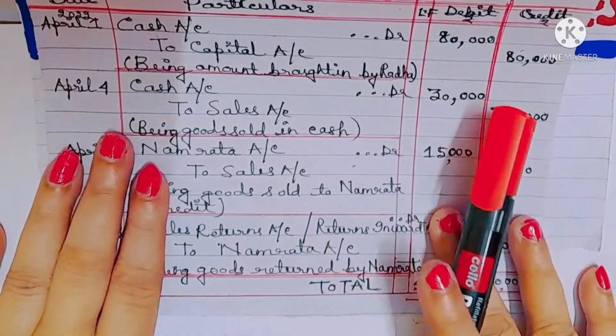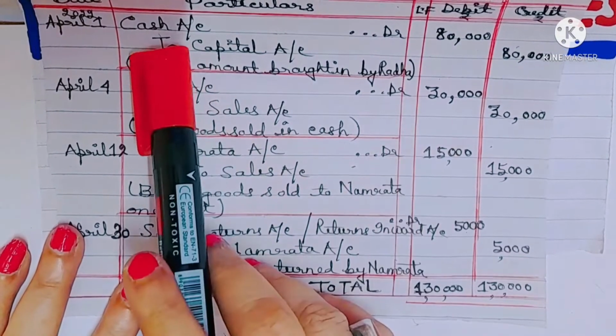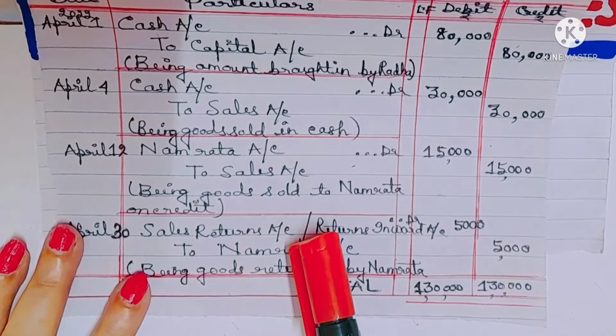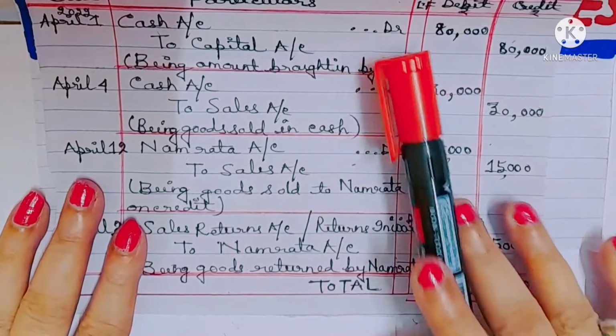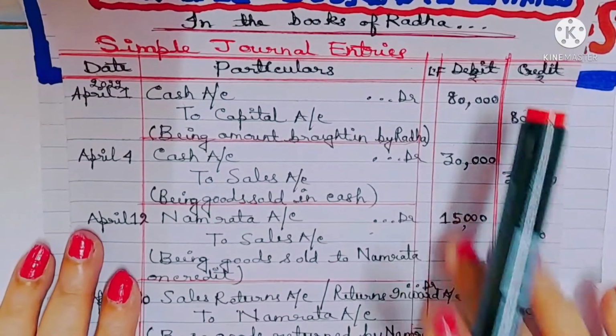Understood? Now let's do ledger accounts. How many accounts do we have to prepare? See, cash account, capital account, sales account, Namrata account, sales returns account. Five ledger accounts we have to prepare. Let's do it. First of all, we'll always prepare cash account.